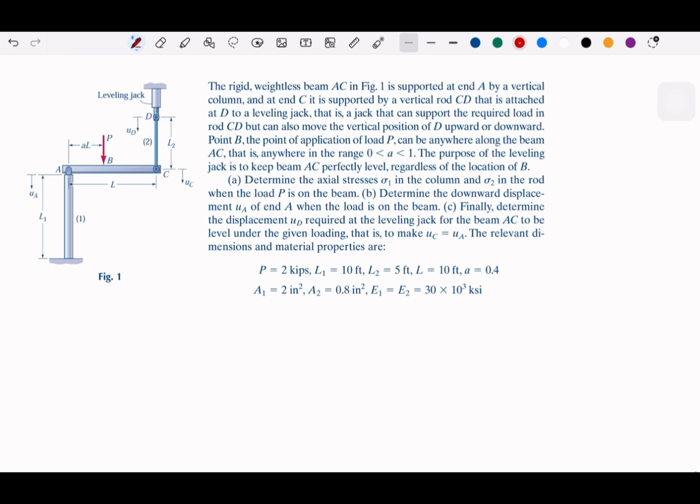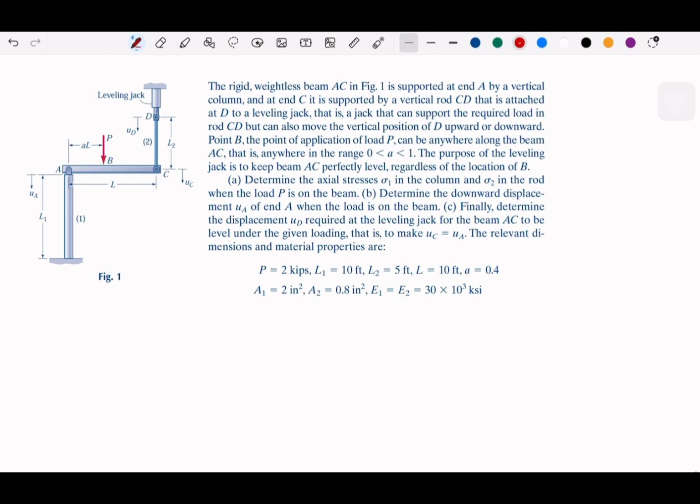And then remember that because our leveling jack at D can keep the beam AC perfectly level, we need to make sure that every time we have some changes, the displacement at C will be equal to the displacement of A. It gives you some clue for how to solve it. And then there are some dimensions, in British or American units, but supposedly it works the same way.